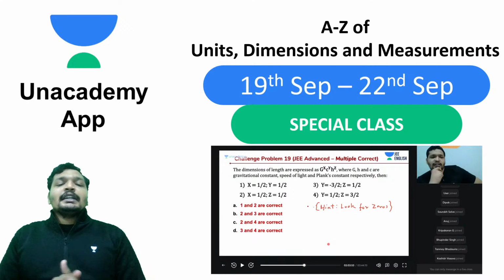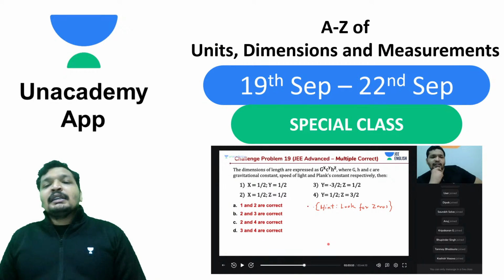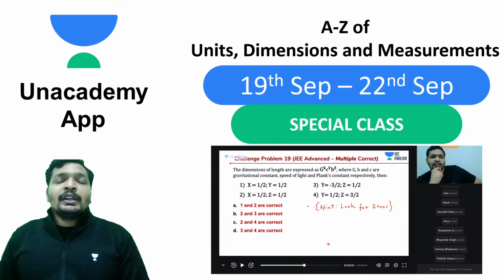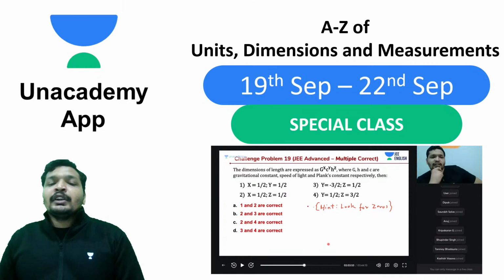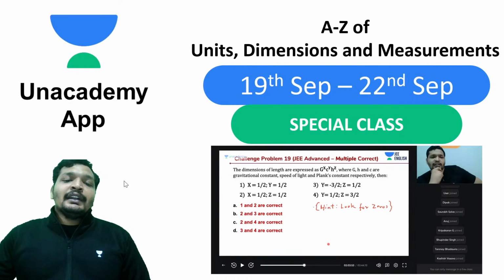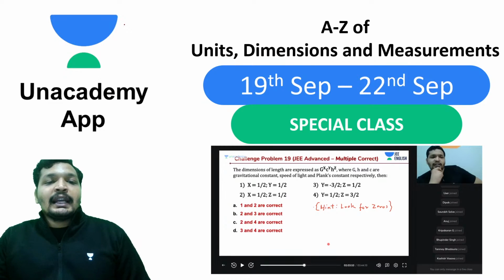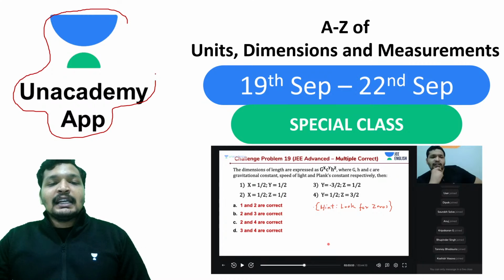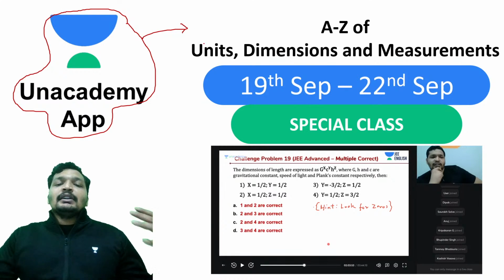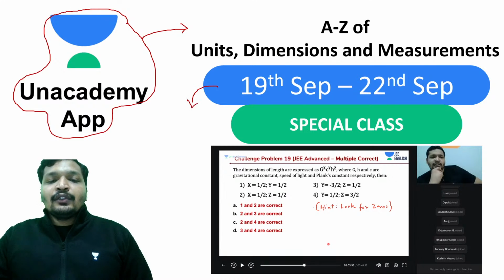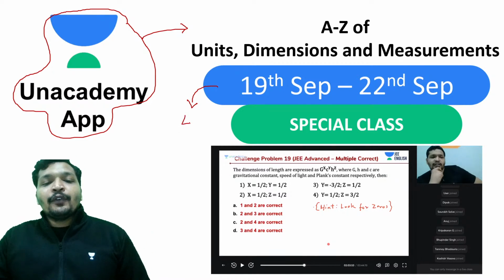And do not forget to complete the units, dimensions and measurements lecture, especially if you are a 2021 or a 2022 aspirant. Everything is available for free of cost on your Unacademy learning app. So try and complete this chapter. As you know, this is a very easy chapter. All that it is going to consume is very less time. All you have to attend is 4 + 1, just 5 lectures.